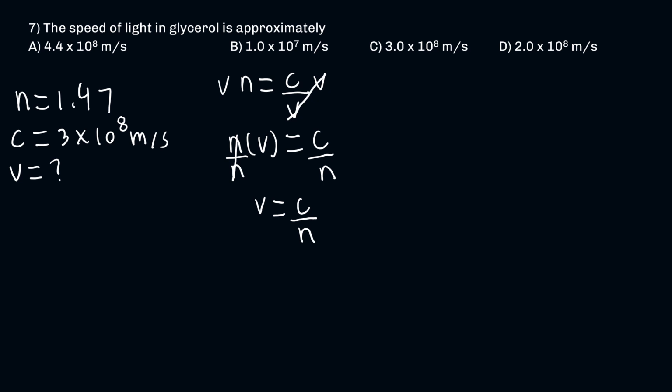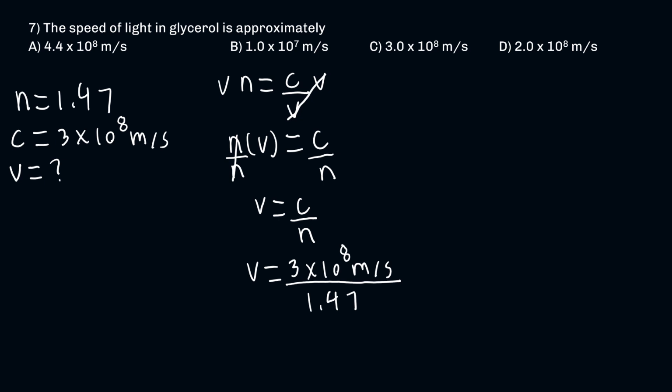So we should now just be able to plug everything in and get straight to the answer, because it's now my velocity equals speed of light over index of refraction. So velocity is v. c is 3 times 10 to the 8th meters per second. This is over my index of refraction, which is 1.47. All right, so plug this into your calculator and you should get an answer that is fairly close to one of these answer choices. So 3 times 10 to the 8th divided by 1.47.